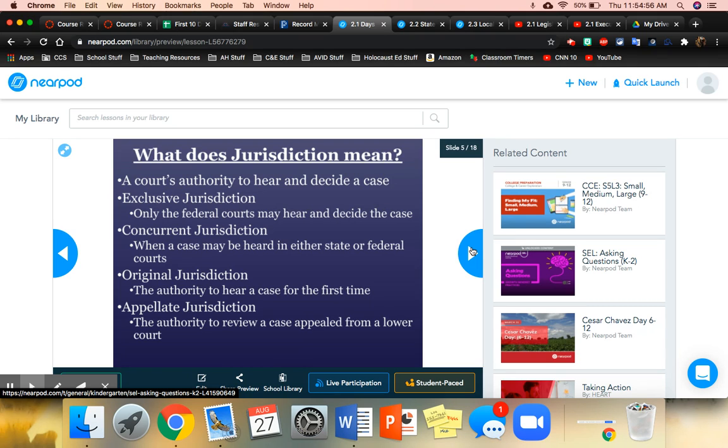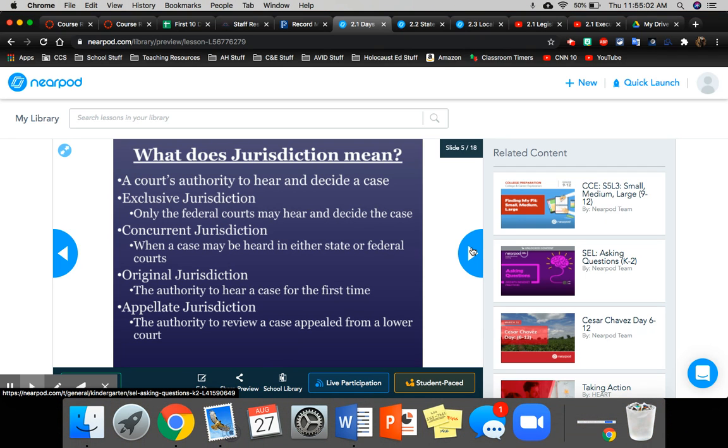So jurisdiction, real quick. We need to talk about what jurisdiction means and the different kinds of jurisdiction. Jurisdiction is a court's authority to hear and decide a case, and there are multiple kinds of jurisdiction. Exclusive jurisdiction means that only the federal court system can hear and decide the case. Concurrent jurisdiction means a case can be heard in either state or federal courts.